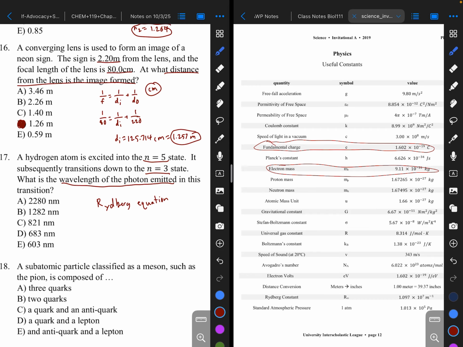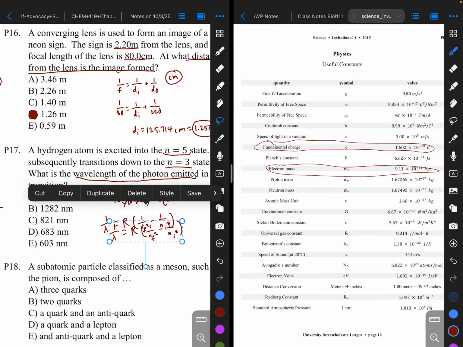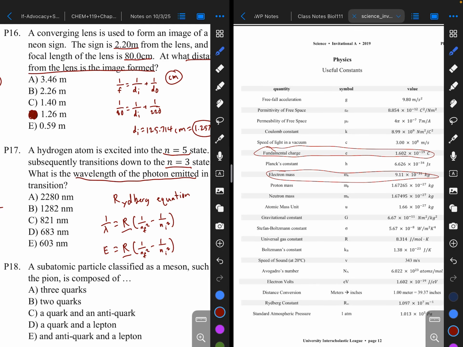There are actually two forms of it, and I think this trips a lot of students up, because they use the wrong constant for the form when they should have used the other constant. The two forms are: 1 over wavelength equals the Rydberg constant times 1 over the final level squared minus 1 over the initial level squared. The other equation is the exact same, except we have energy instead of 1 over lambda. And the difference is that they use different constants.